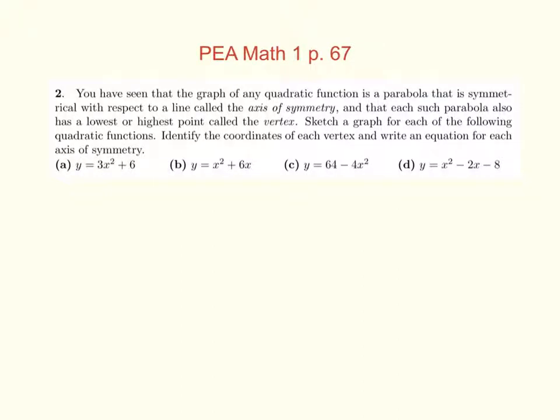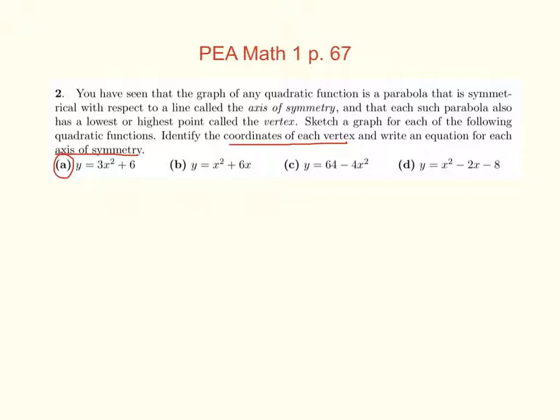All right, this is number 2 on page 67 in the Exeter Math 1. We're also using it to study for quadratics in CP Math 2. So I'm looking at A here, and we need to do two things. We need to find the vertex and write an equation for the axis of symmetry.